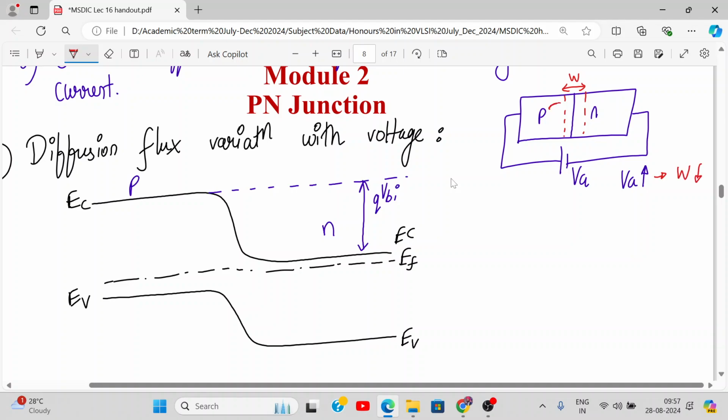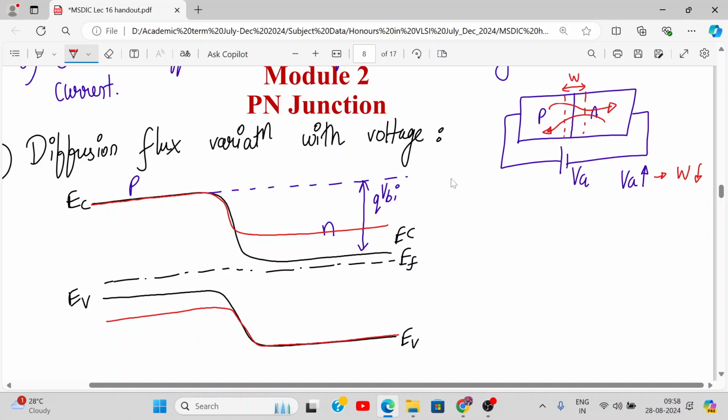So do you say more holes get diffused and more electrons get diffused? So the probability of diffusion increases. That means this barrier, which was earlier VBI, will reduce. So the new diagram will look like this. See very carefully what I am drawing. Getting it? And over here, it will be down. This will be my new energy band diagram.